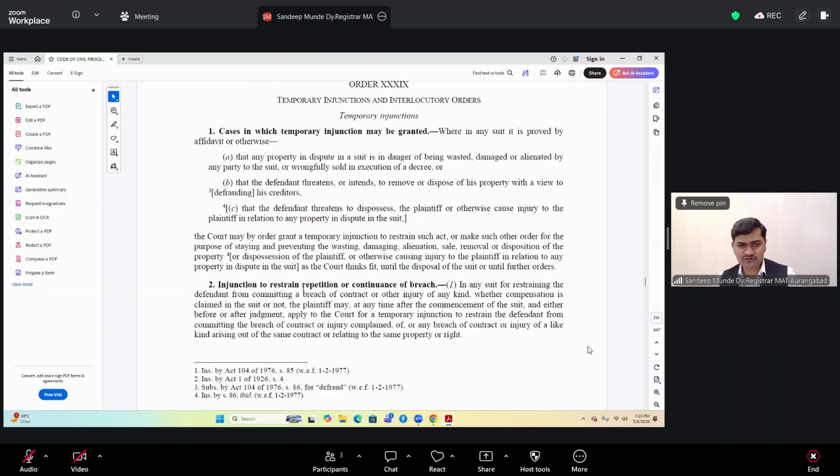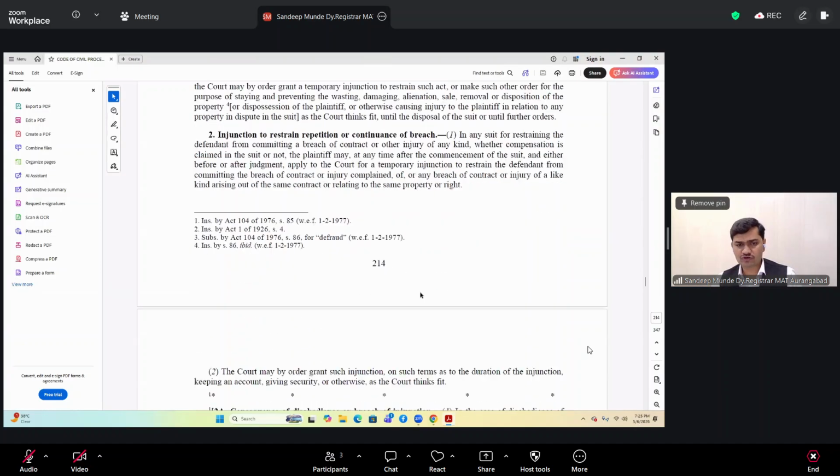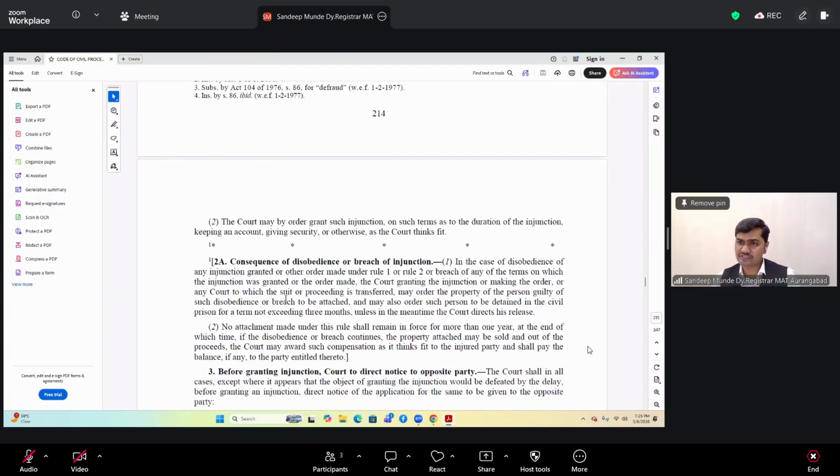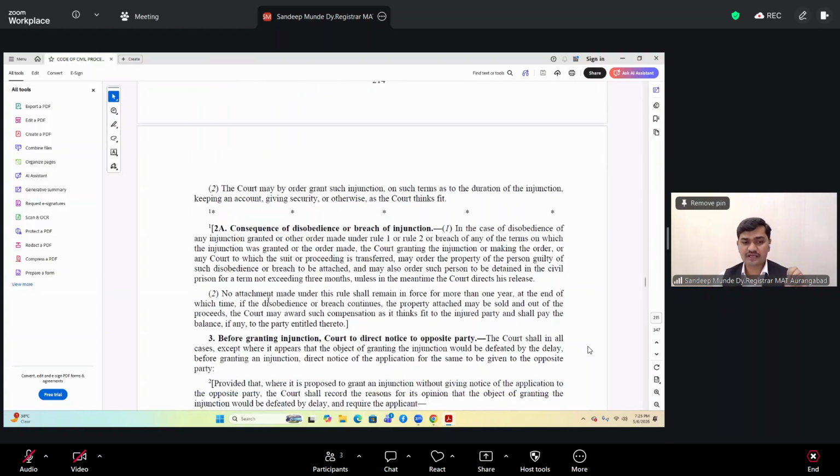Injunction can be granted to restrain the repetition or continuance of the breach. Consequences of disobedience or breach of injunction: there is the remedy that he can be sent to prison, and he can also be fined for the contempt.